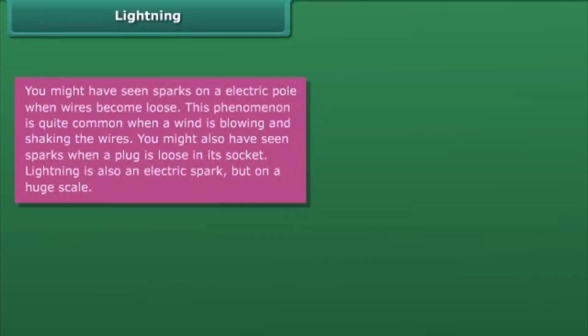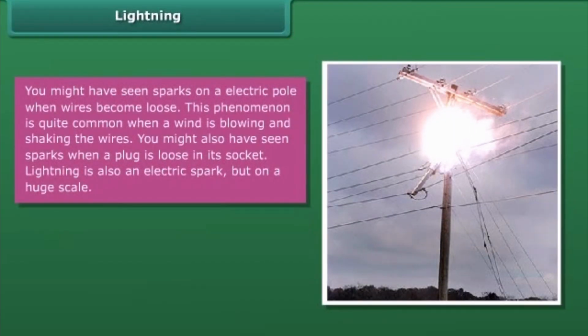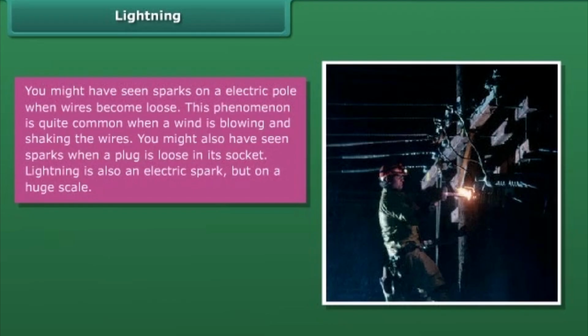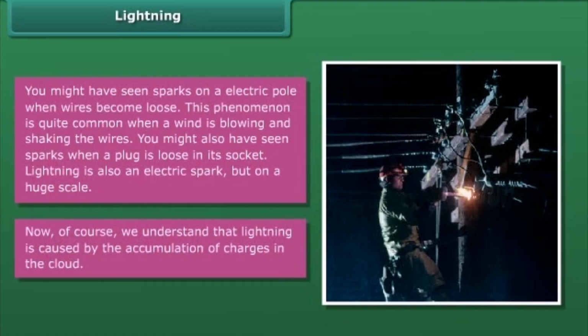Lightning. You might have seen sparks on an electric pole when wires become loose. This phenomenon is quite common when a wind is blowing and shaking the wires. You might also have seen sparks when a plug is loose in its socket. Lightning is also an electric spark, but on a huge scale. Now, of course, we understand that lightning is caused by the accumulation of charges in the clouds.